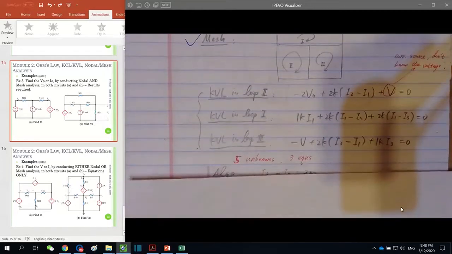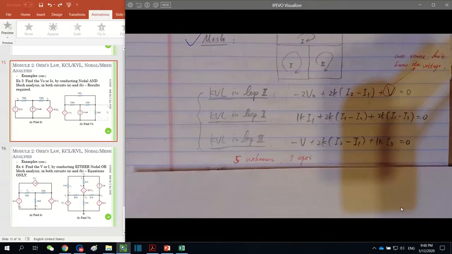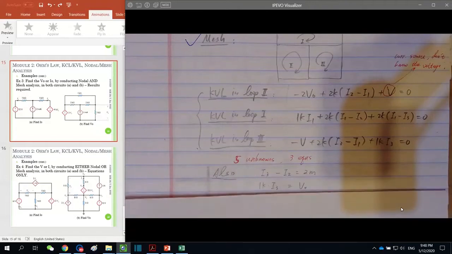Here, another thing is, with these 3 KVLs, you have 3 equations. However, if you count, you are seeing up to 5 unknowns. So how to deal with this? We need extra equations. Actually, 2 more equations. Same idea from nodal analysis. One is that the difference between I2 and I3 is the 2 milliampere current source value. Another is that V0 just equals 1 kilo ohm times I3 in this circuit.